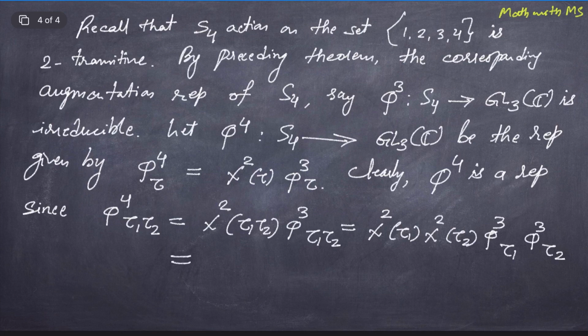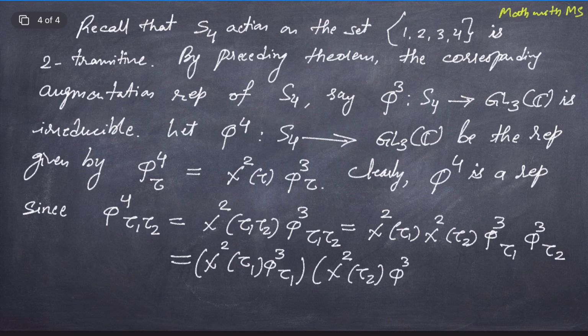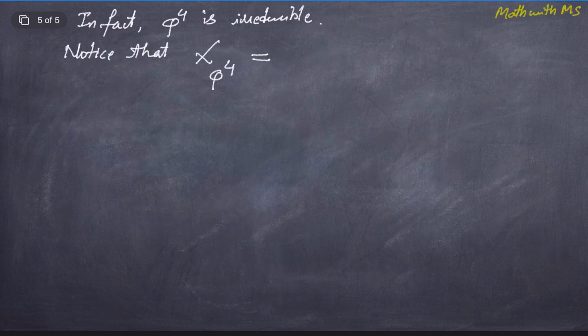Therefore, you can write it as chi 2 of tau 1 times phi 3 of tau 1 into chi 2 of tau 2 times phi 3 of tau 2, right? And this by definition is phi 4 of tau 1 times phi 4 of tau 2. In fact, one can check that phi 4 is an irreducible representation.